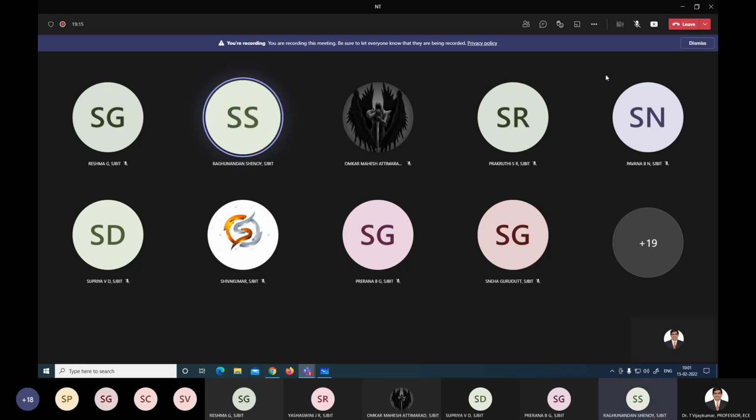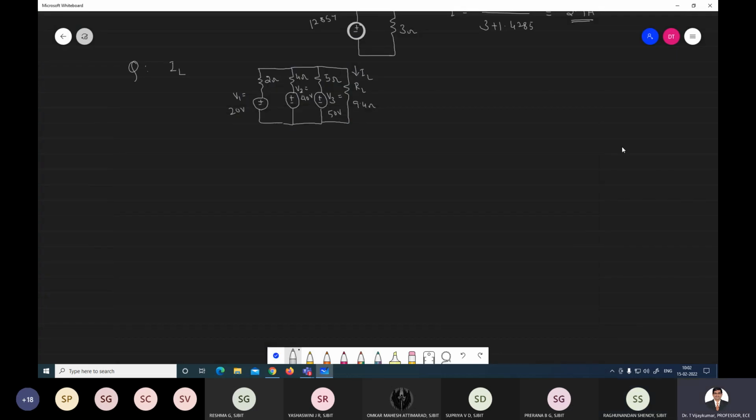Sir, V dash is 31.5789 volts, and R dash is 1.052 ohms. Yes, correct. So solve this. V dash is equal to V1 G1 plus V2 G2 plus V3 G3, this is the formula, divided by G1 plus G2 plus G3.